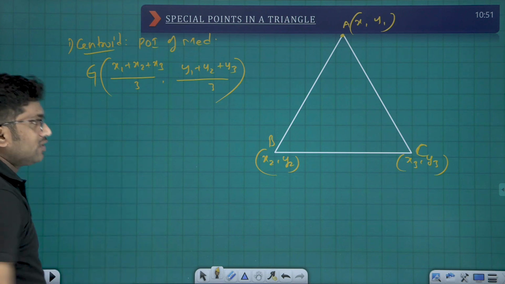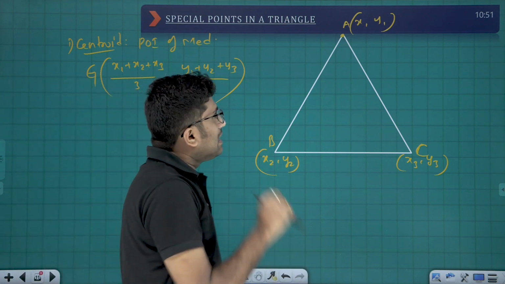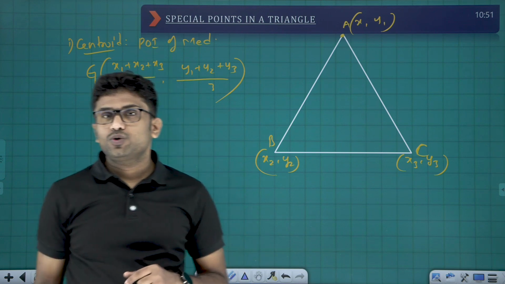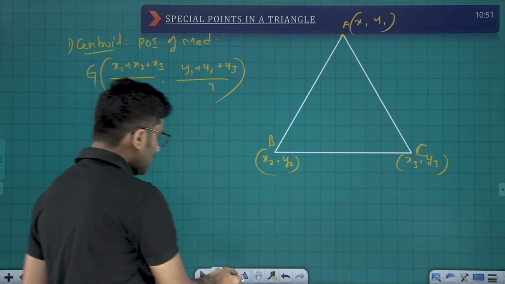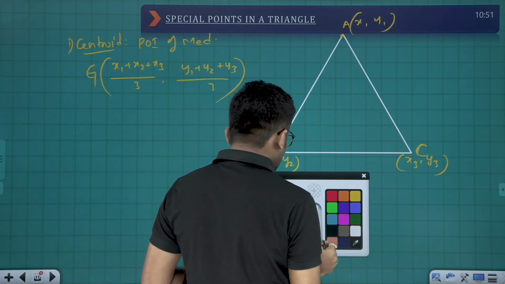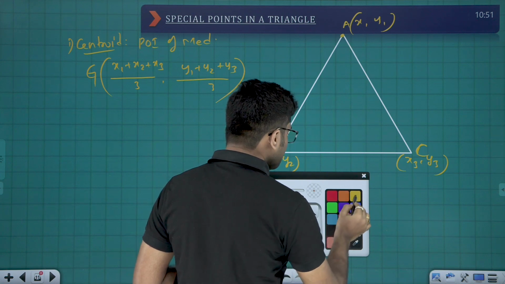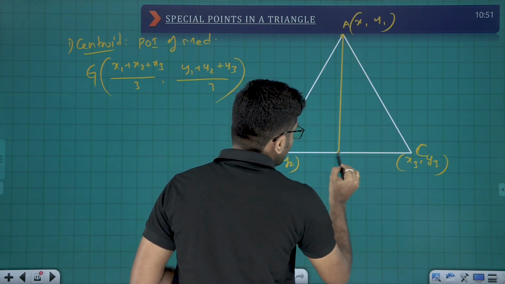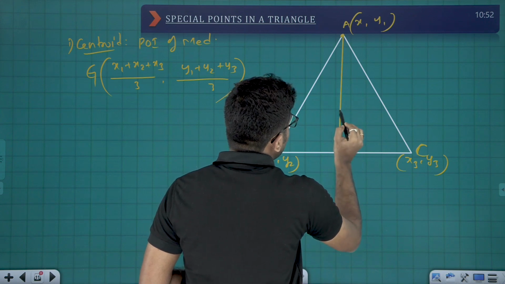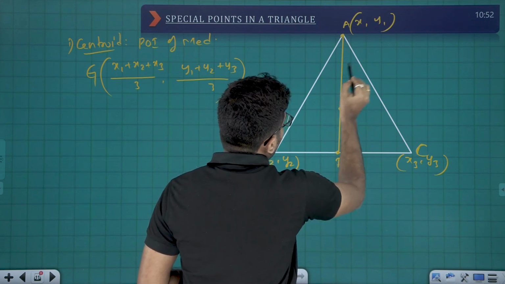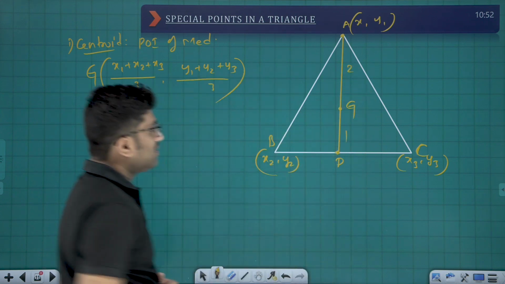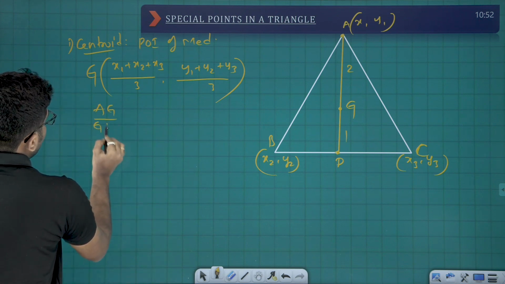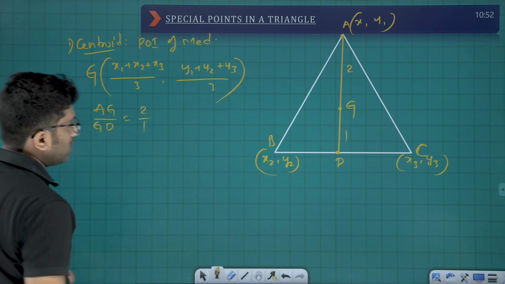Generally we denote centroid with G, and you know, friends, centroid divides the median in the ratio 2:1. Let's say AD is the median. Then if G is the centroid, G divides AD in the ratio 2:1. That is AG by GD is equals to 2 by 1.